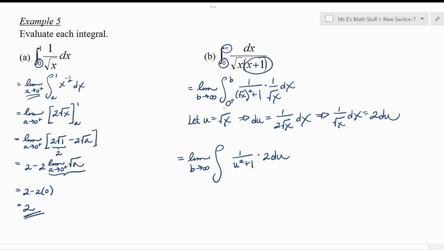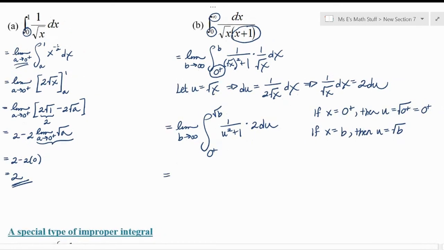So let's see, lower bound. Let's pay attention to that. If x is equal to 0 from the right, then u would equal the square root of this number from the right, which would basically just be 0 from above. So that stays the same. If x is equal to b for your upper bound, then u would equal the square root of b. There we go. Okay.